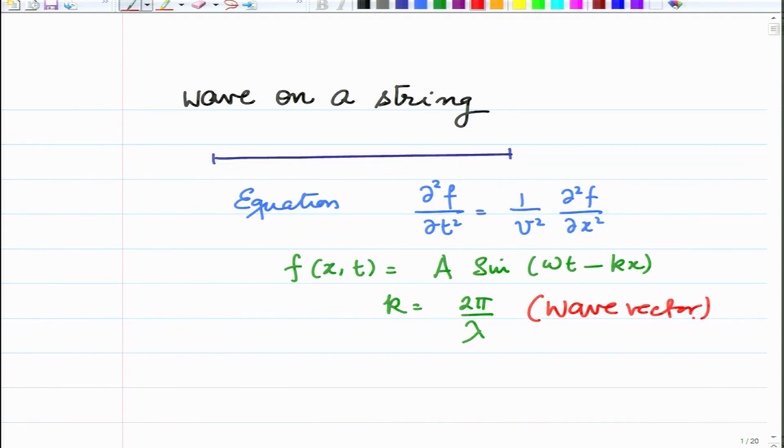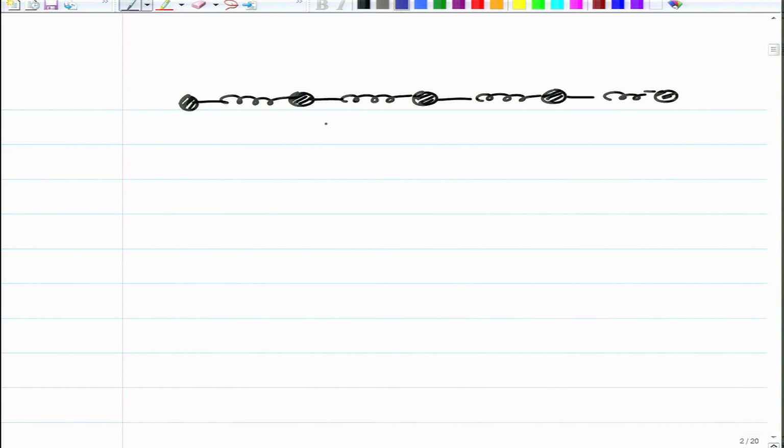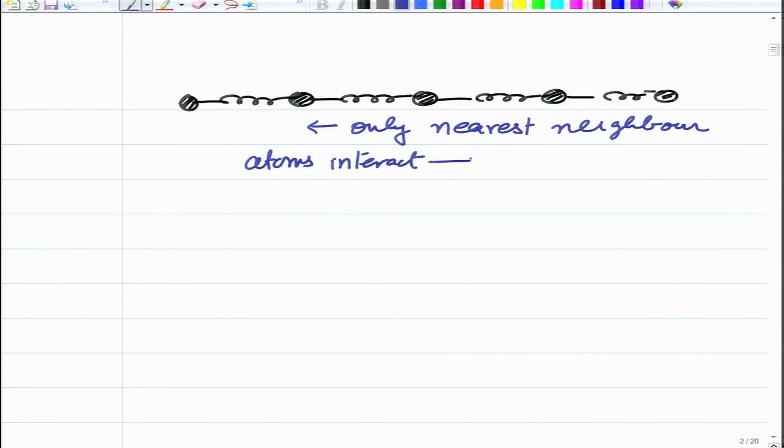This was for a continuous string, and then we generalized this to the case where I have these point particles of mass m connected by some spring or interacting with each other, and we made an approximation that only nearest neighbor atoms interact, and under that assumption I also gave the equation for these atoms.